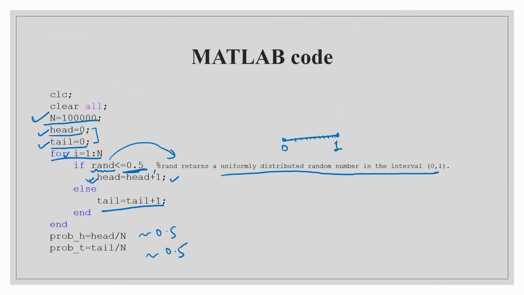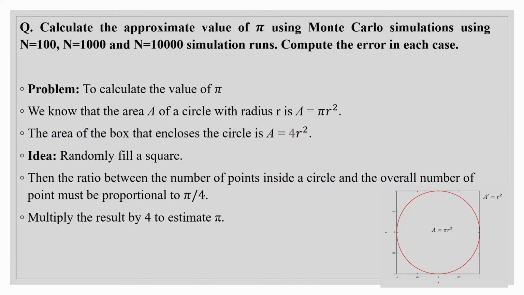You can see how with the help of Monte Carlo simulation we have calculated the probabilities of getting head and tail. Now we will do another example, that is we need to find the value of pi using Monte Carlo simulation. For this problem, suppose that I have this picture, and here you can see one square and there is one circle.